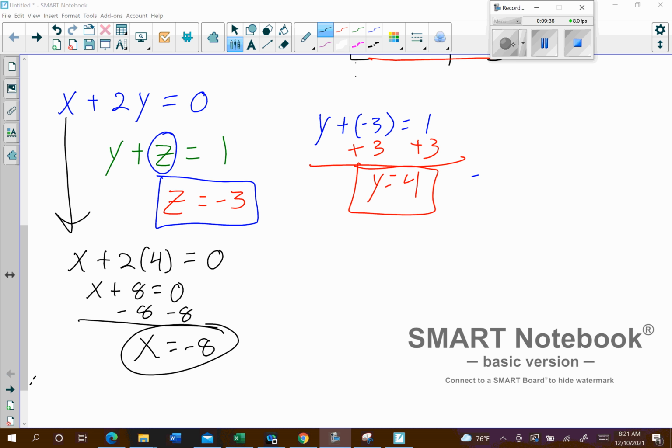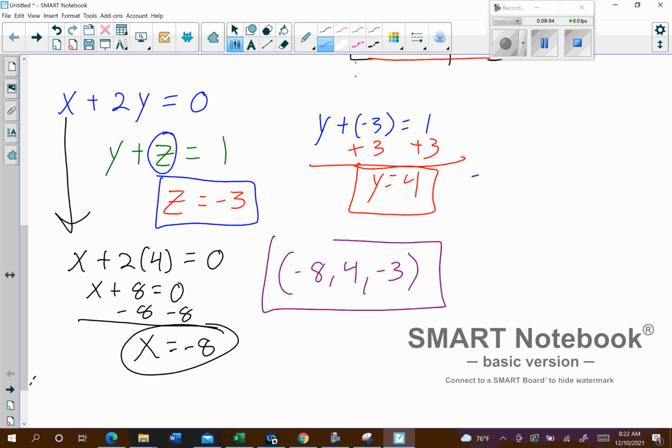And then there's a couple different ways you can list your solution set, but they're wanting us to put it as an ordered pair. So you just list the values in alphabetical order. So it's going to be x first, then y, and then z. And there you go.